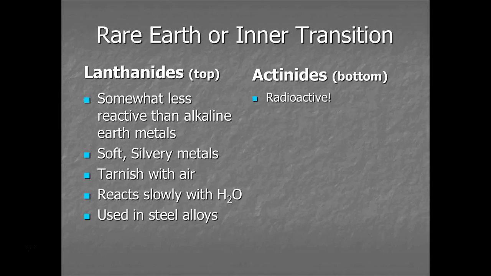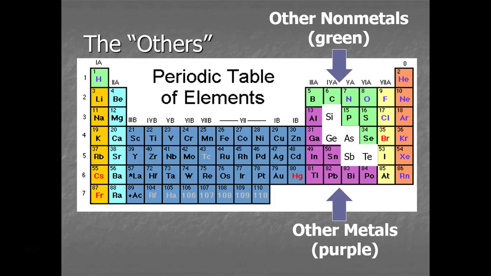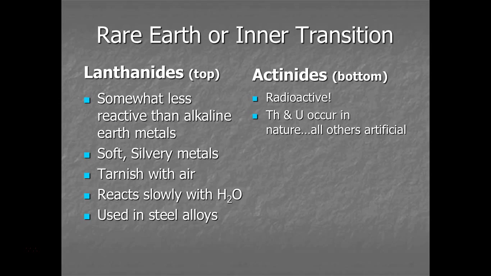The actinides, which are the very bottom thing on the periodic table here, are really, really highly radioactive. It's because they have unstable nuclei. Thorium and uranium are natural elements, but many of the other ones in this series are actually artificial, which means that we only make them in a laboratory. And so those are some things to remember about the actinide series.